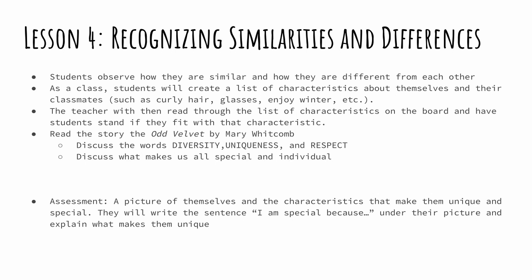For the assessment, students are going to draw a picture of themselves and point out the specific things that they think make them unique, like hobbies or food or clothes that they like to wear, or how they like to wear their hair, anything like that. Underneath their picture, they're going to write, "I am special because," and then write some of the reasons that they are special and unique, and what makes them different from everyone else.